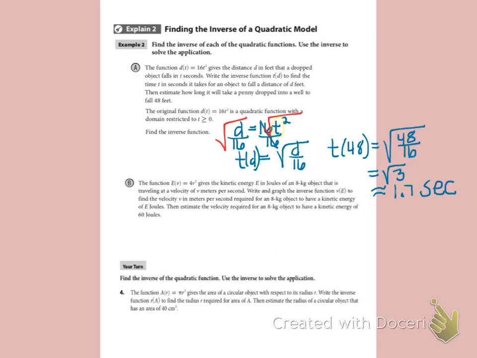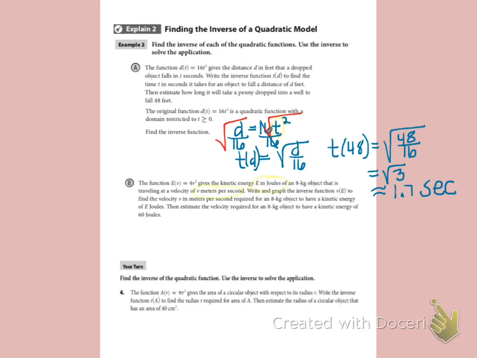Okay, let's look at one more real-life example with a quadratic equation. The function e of v is equal to 4v squared gives the kinetic energy E in joules of an 8 kilogram object that is traveling at a velocity of v meters per second. So again, we know that E is energy in joules and v is velocity in meters per second. It's always good to identify what the variables represent.